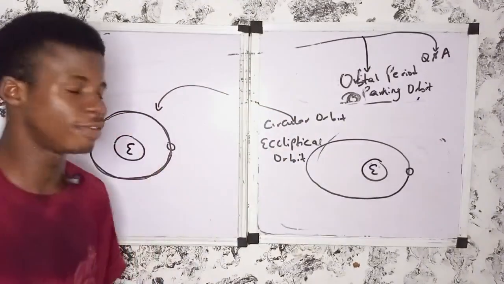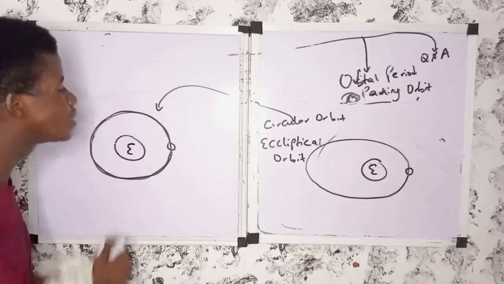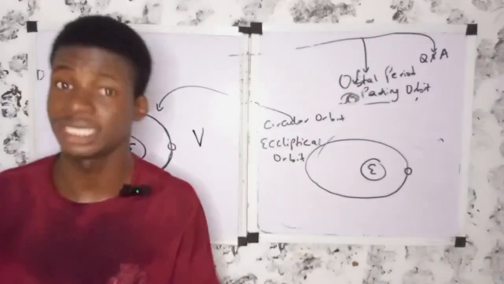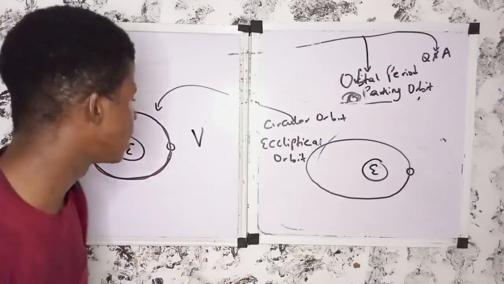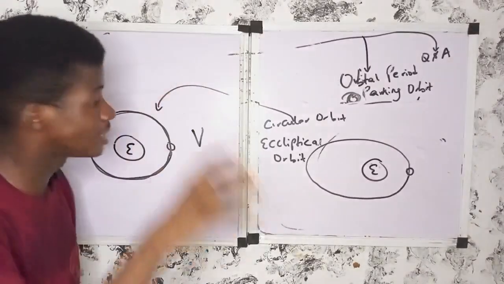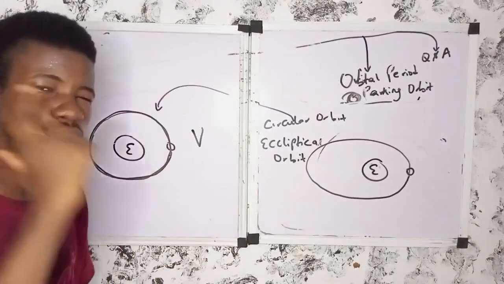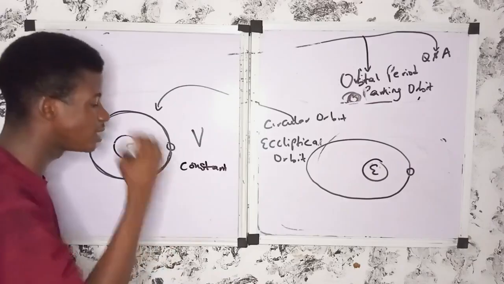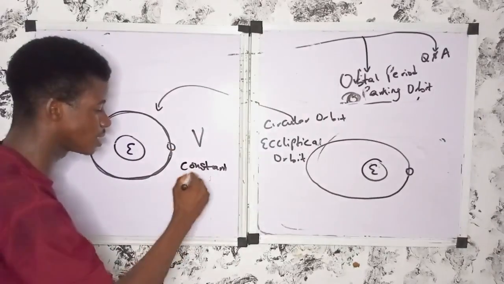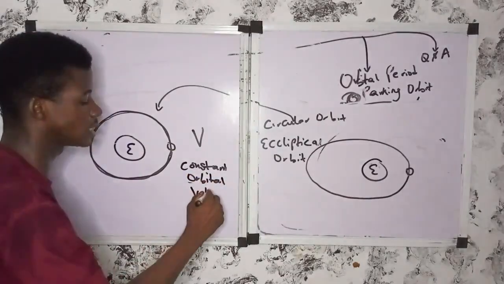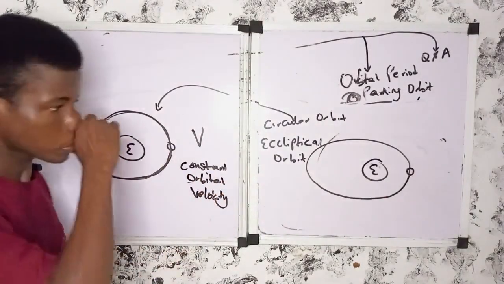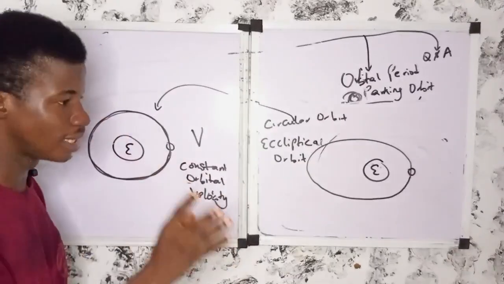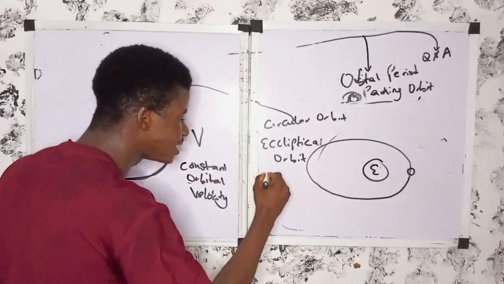Now, when satellites revolve in a circular orbit, they usually revolve with a constant orbital velocity. Please, this part is very important. We all know the formula for orbital velocity, right? When satellites revolve in circular orbits, they move with a constant orbital velocity. This is a very important exam-based question. But when a satellite moves in an elliptical orbit, the orbital velocity varies.